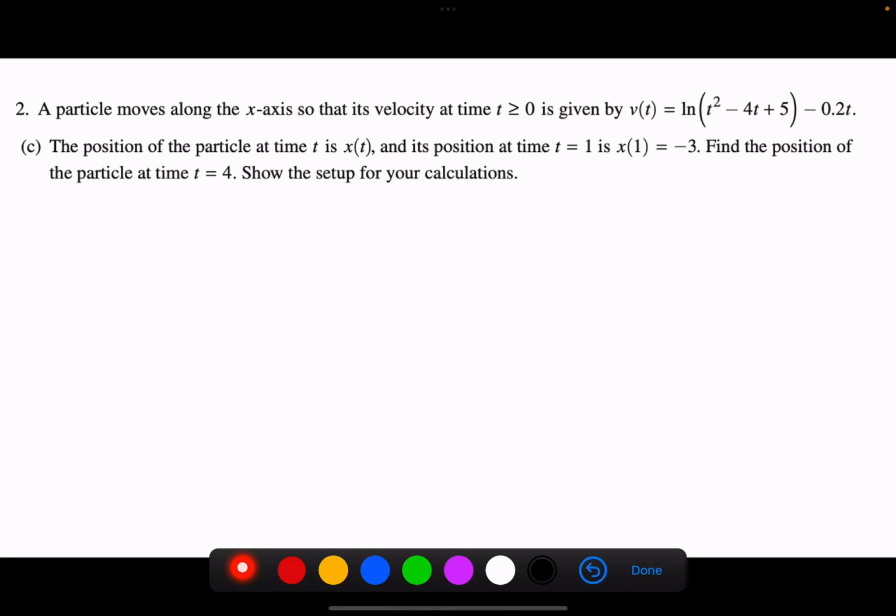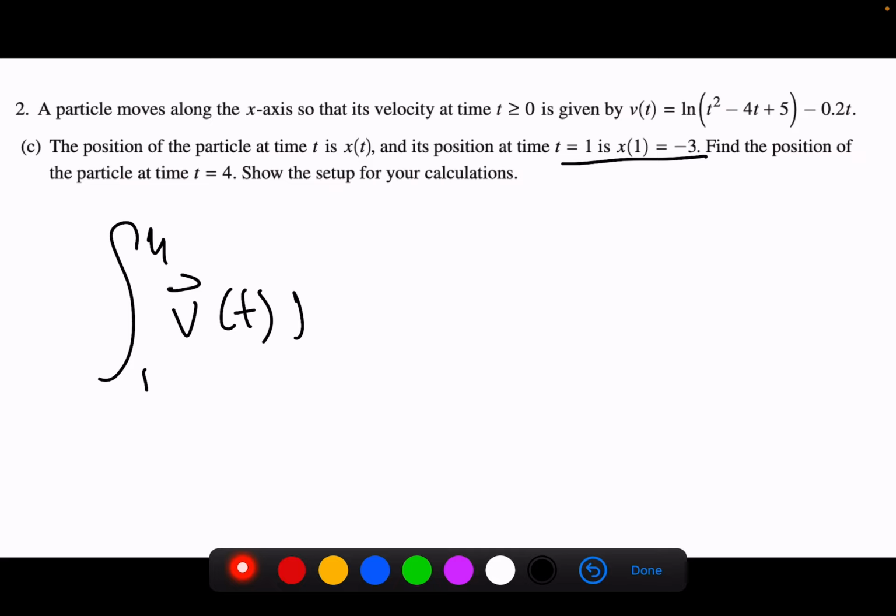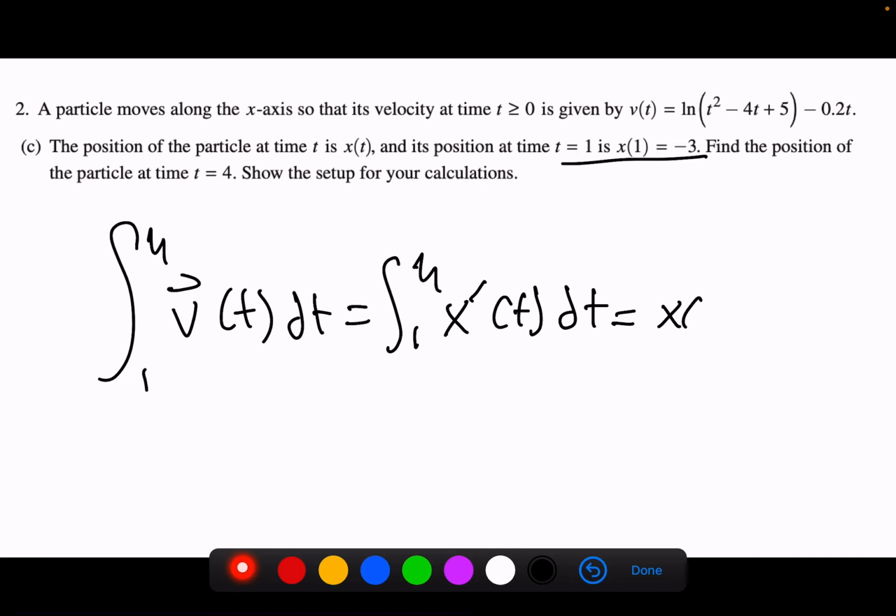So third question, the position of the particle at time t is x of t, and its position at time t equals 1, x of 1, is negative 3, and we're going to find the position of the particle. Alright, so the way we would find the position is by integrating the velocity. So we integrate from 1 to 4 the velocity dt, which is equal to the integral from 1 to 4 of x prime of t dt, which is x of 4 minus x of 1.